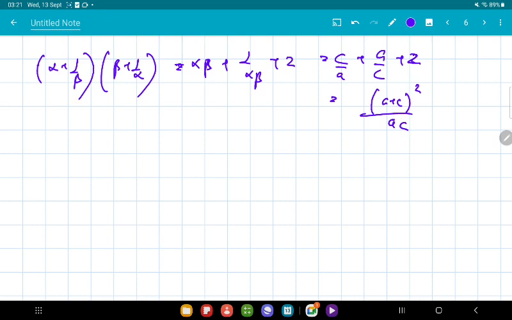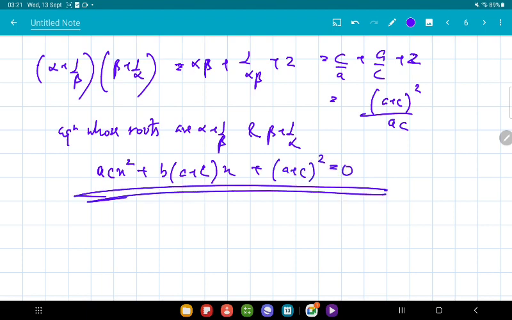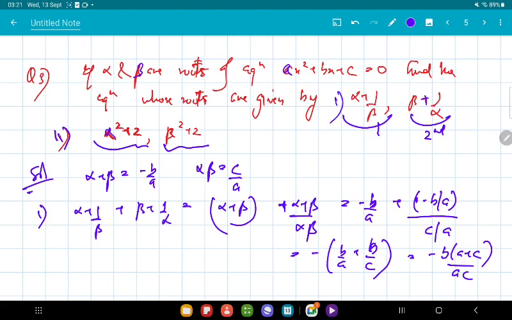So the equation whose roots are alpha plus 1 upon beta and beta plus 1 upon alpha is ac x square plus b(a plus c)x plus (a plus c) whole square. I guess this will be your answer. I hope you understand the solution or the approach which we have used. The second part is also given. Now for the second part I have to rub. Space is not there for me.